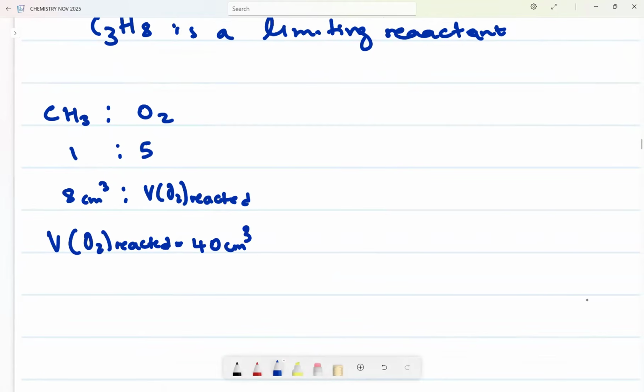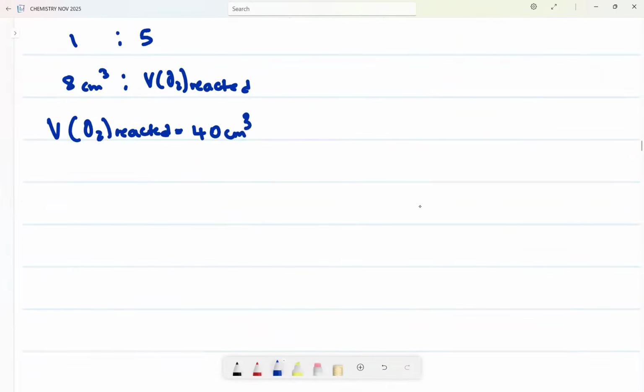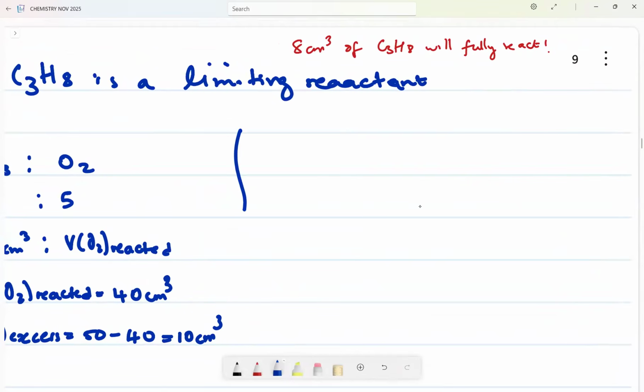But now, if 40 centimeter cubed of O2 reacted and initially we had 50 centimeter cubed, it means the volume of O2 that is left, or that is in excess, is going to be 50 minus 40, which is 10 centimeter cubed. And then now let's try to see the volume that is formed.